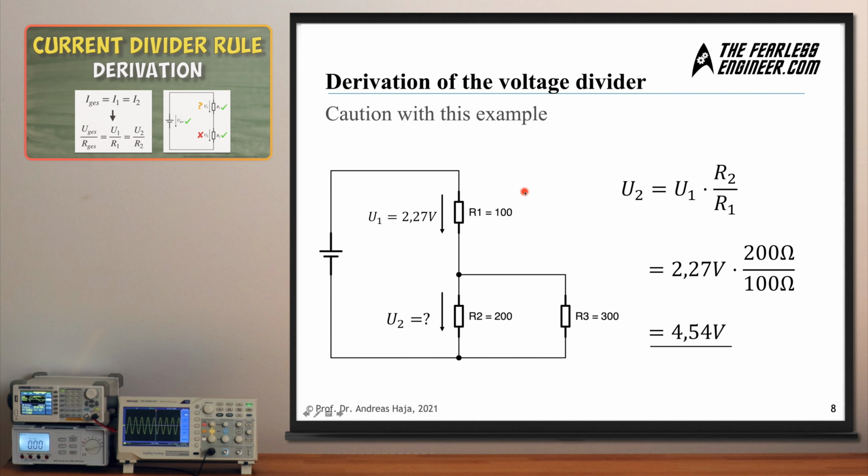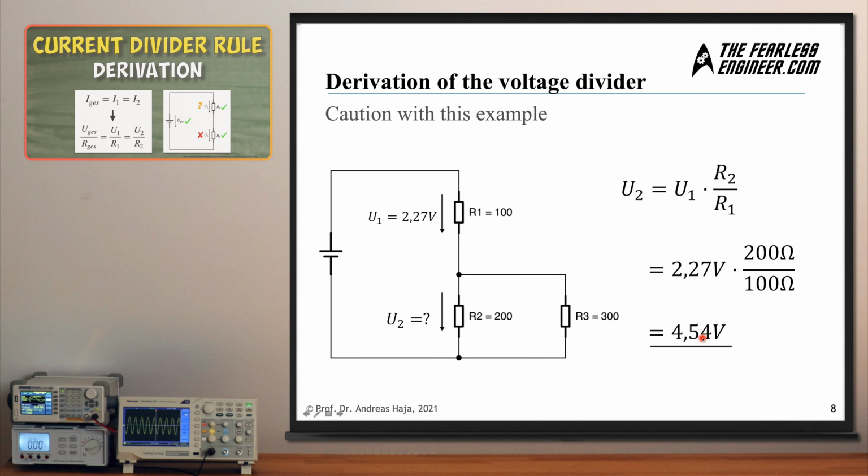Now you have to be careful with this example here. It's looking very similar to the last one with one exception. You still have one resistor at the top and one resistor at the bottom, but now there's a third resistor which is connected in parallel to the second resistor. And if you apply the standard voltage divider as has been done here, the second voltage U2 is identical to the first voltage multiplied with the ratio of the individual resistance values. You arrive at a voltage drop across U2 of 4.54 volts.